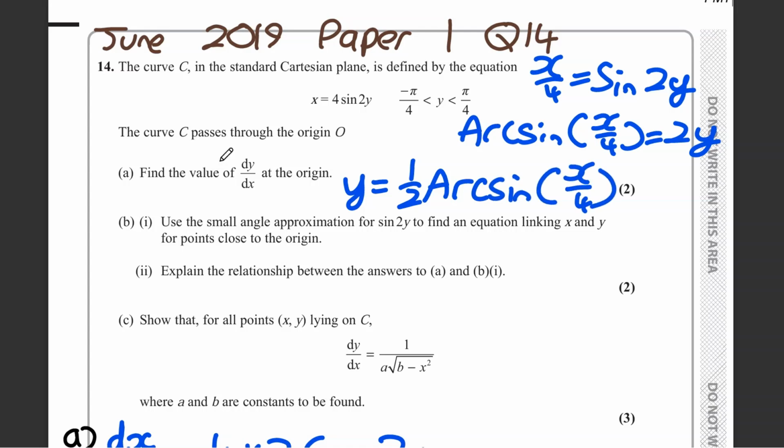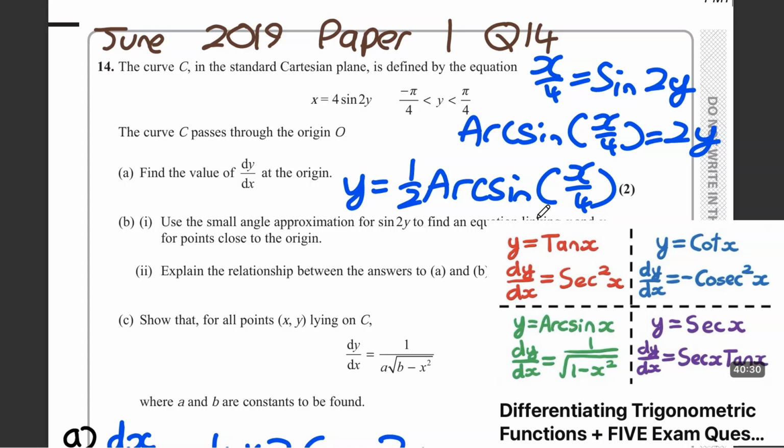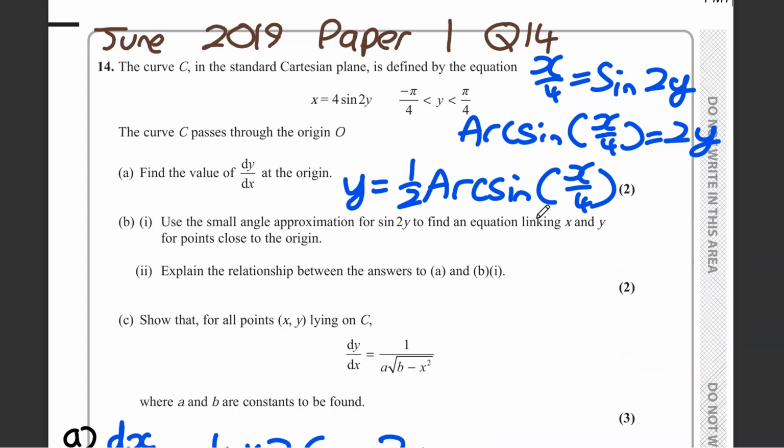And me personally, I would differentiate this in order to get dy over dx in terms of x. We can differentiate this using the chain rule, and we talked about how to differentiate arc sin in the differentiating trigonometric functions video. Now, this is the way that I would do it, but the mark scheme suggests an alternative way that I think the majority of people would probably prefer, rather than differentiating this quite difficult function.